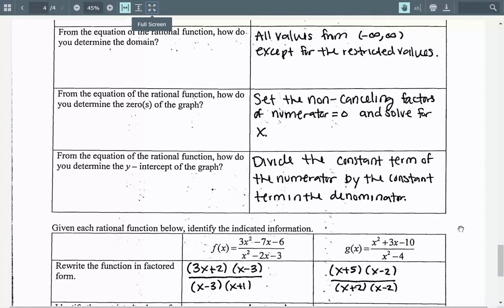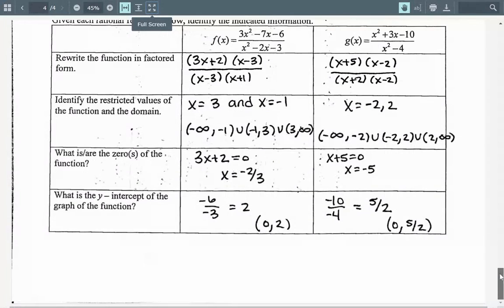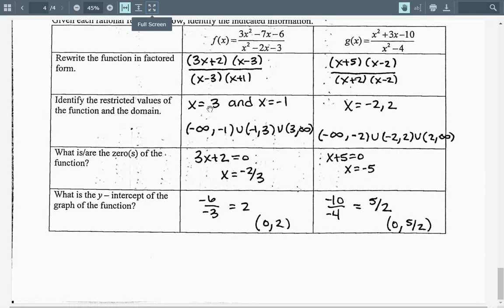So the first thing we do is factor f of x and g of x. When we set the denominator equal to 0 in f of x, we get x equals 3 and x equals negative 1. So our domain is from negative infinity to negative 1, from negative 1 to 3, and from 3 to infinity. Always using parentheses here to indicate that we're leaving out negative 1 and we're leaving out 3.